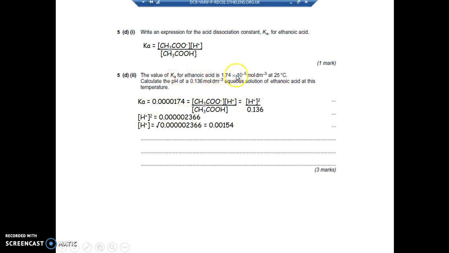So the acid dissociation constant, 1.74 times 10 to the minus 5, equals H plus squared divided by the concentration of ethanoic acid, which is given in the question, 0.136. I multiply these values, and H plus squared equals 1.74 times 10 to the minus 5 multiplied by 0.136. If I square root it, I get H plus, which equals 0.00154. I've not finished the question: calculate the pH. If I've got H plus, I take minus log to the base 10 of it, and it will give me the pH.